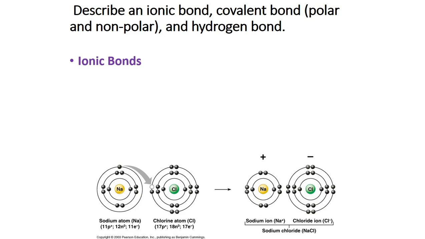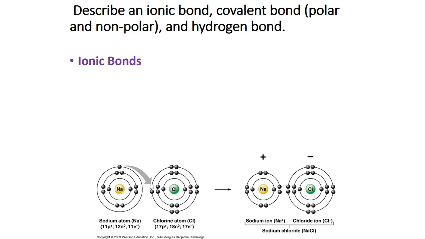If it gives up an electron, then it's positive, and that would be a cation. The reason it's positive is because it has one more proton than electron, because it just gave up an electron. If it takes an electron from another atom, then it has a negative charge, and that is an anion. The way I remember the difference between cation and anion, and this may or may not work for you, is that I like cats, so cats are positive. So a cation has a positive charge and an anion has a negative.